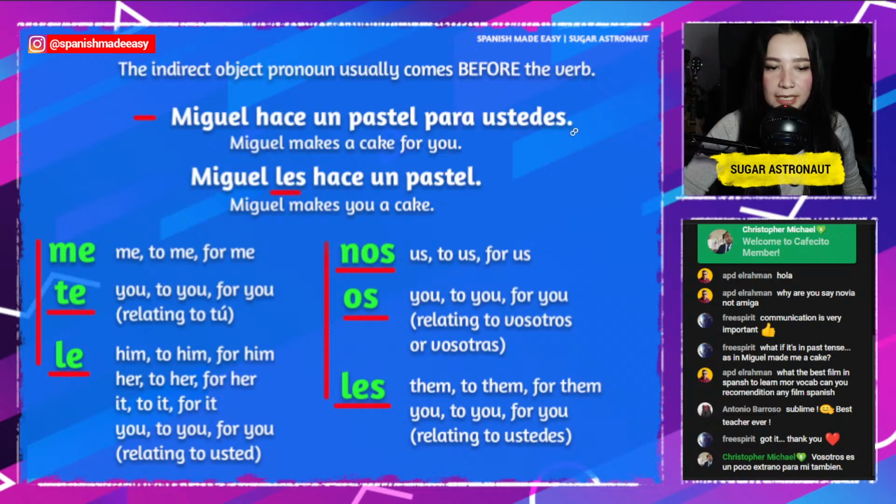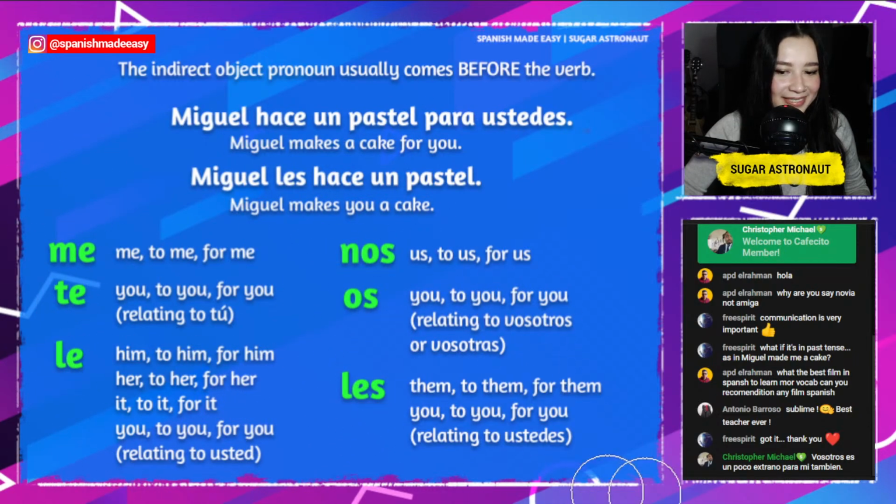So yeah, remember, the indirect object is this one right here. Essentially also para ustedes. But ustedes is the indirect object in the sentence. Miguel les hace un pastel. That is the pronoun les, only les. And yeah, same thing. Okay, so this is very common in Spanish, guys. I know it can be very tricky. I know it can get really confusing, but once you practice and practice and practice, you're gonna get it. Really, it's not gonna be that hard.